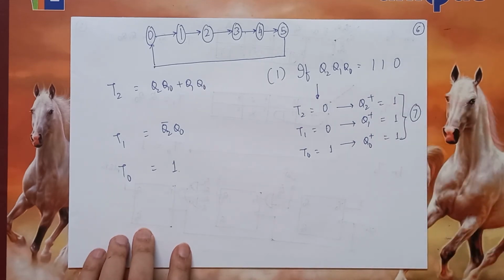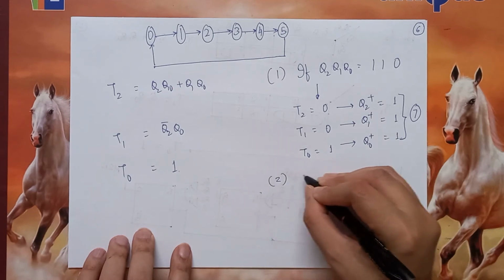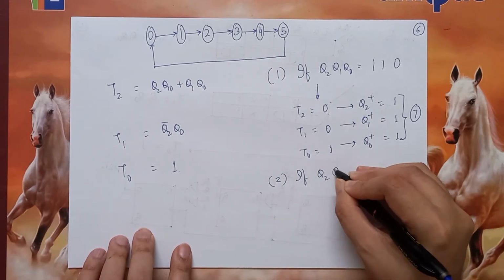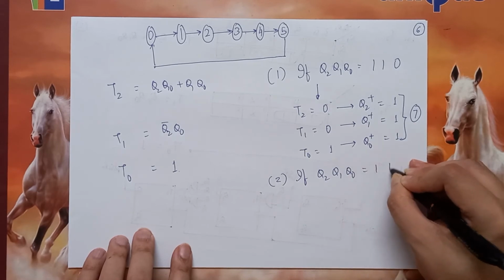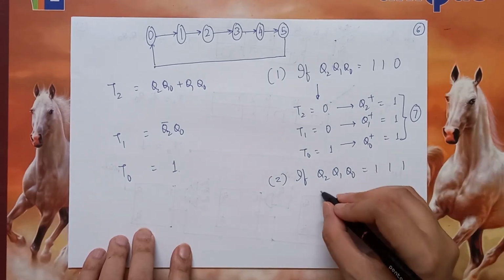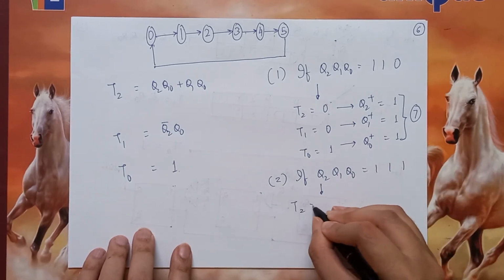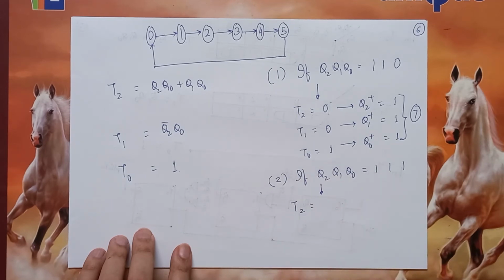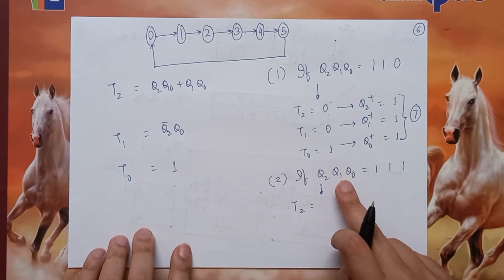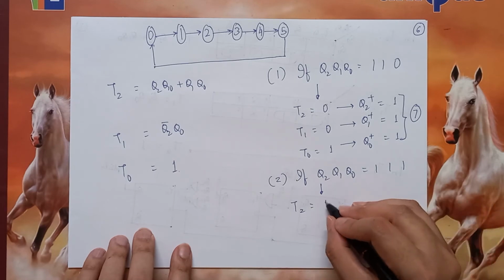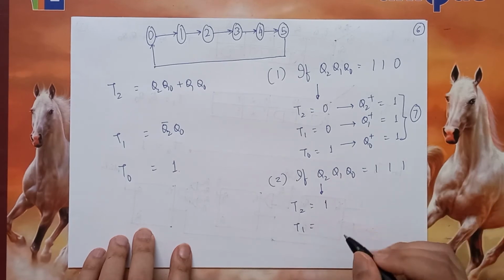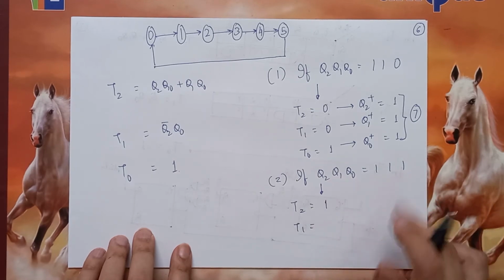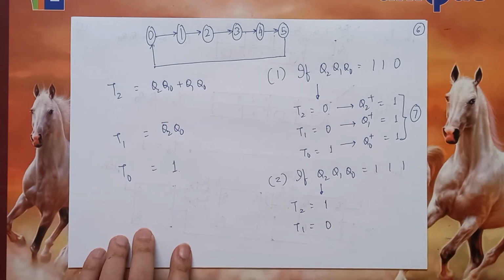So now things get interesting. This 7 now becomes very crucial. So if the count is all ones, then what about the T's? T2 will be Q2 Q0 plus Q1 Q0, which will be 1. T1 will be Q2 bar Q0, which is 0. And T0 is always 1, that does not change.